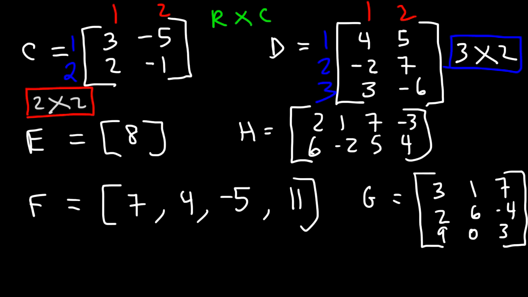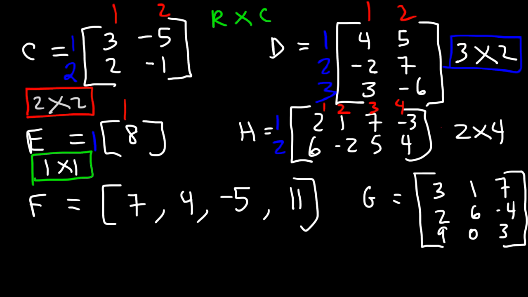Now for matrix E, it has 1 row and 1 column. So because it only has one number, it's a 1 by 1 matrix. Now for H, there are 2 rows and there's 4 columns. So this is a 2 by 4 matrix. And then for F, we have 1 row and there's 4 columns. So that's a 1 by 4 matrix.